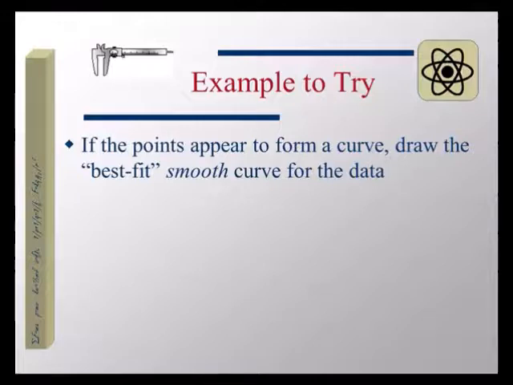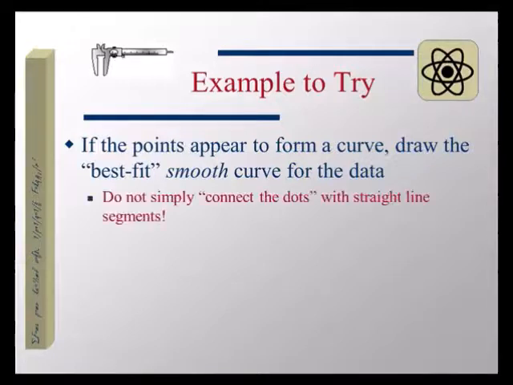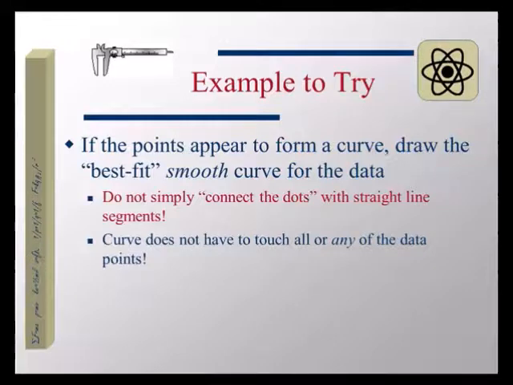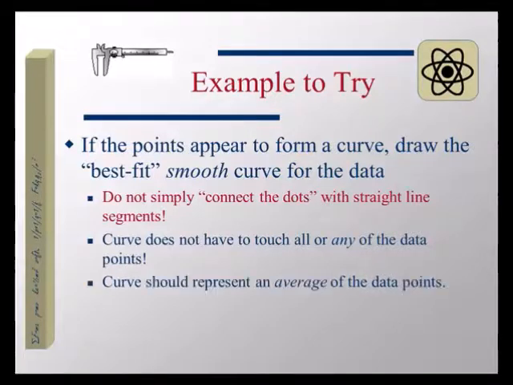Understand, though, that points will not always form a line. There will be times where you'll need to do a curve instead of a line. And again, you don't connect the dots with line segments. You draw a smooth curve, which kind of averages out all of the data points. It doesn't have to touch any of the points. This represents an average.